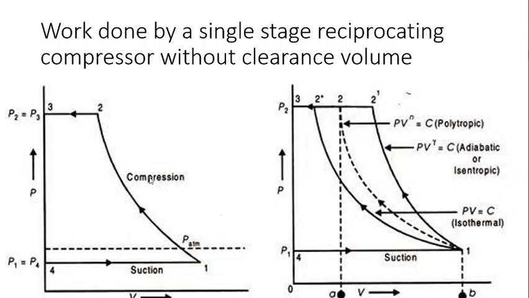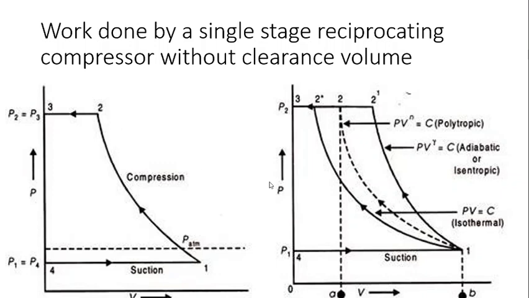Next is the work done by a single stage reciprocating compressor without clearance volume. So first of all, we will discuss without clearance volume. Then we will go to with clearance volume. Okay. So this is a PV diagram of a compressor. This is the suction stroke, constant pressure suction, and this is compression.